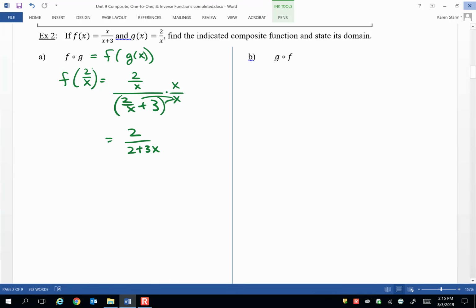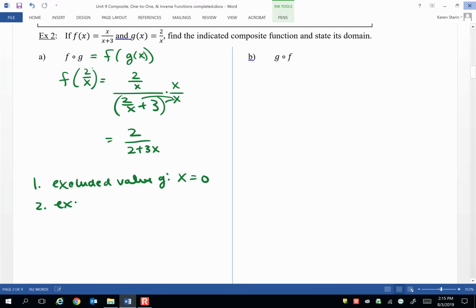So now we need to remember what are the excluded values of g. So what are domain issues with g? So in g, looking at g of x, which is 2 divided by x, the excluded values of g would be x equal to 0. So x cannot be equal to 0 in g.